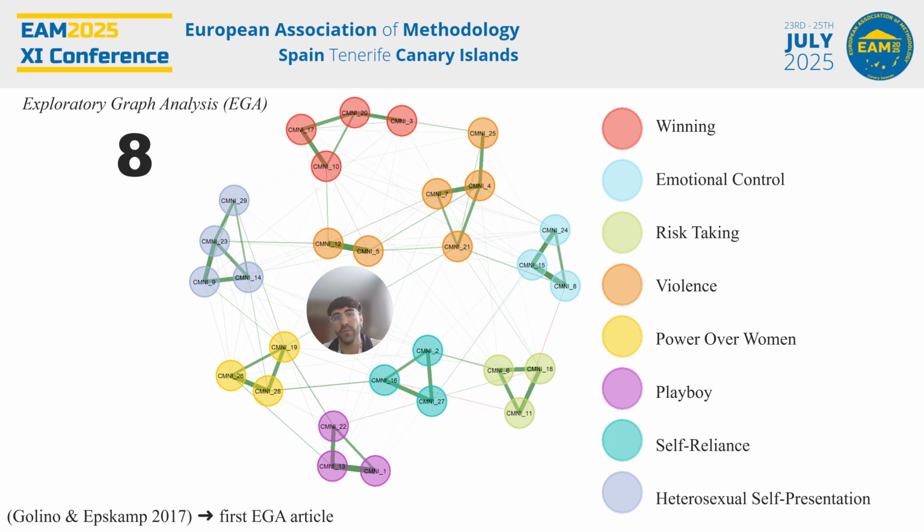In this case, EGA suggests an 8-factor solution and largely recovers the underlying theoretical structure, except for items 5 and 12. These two are placed under the violence factor, even though, theoretically, they belong to heterosexual self-presentation. However, given their spatial proximity in the network, this misclassification likely reflects cross-loadings, meaning these items have meaningful associations with both factors. We'll revisit this issue later. But for now, the main takeaway is that the 8-factor solution matches the theoretical model quite well, which gives us confidence in the dimensionality.